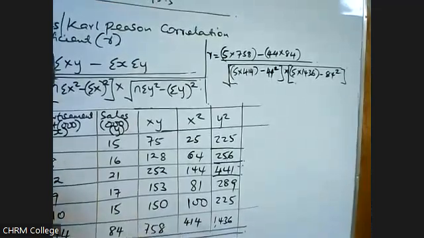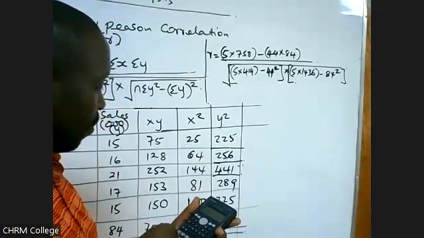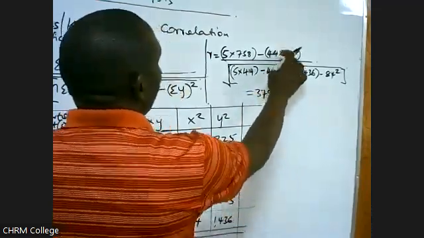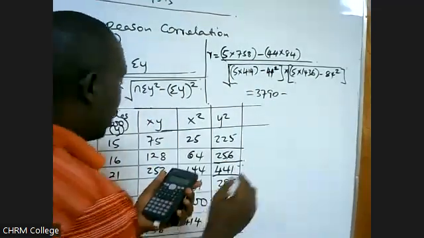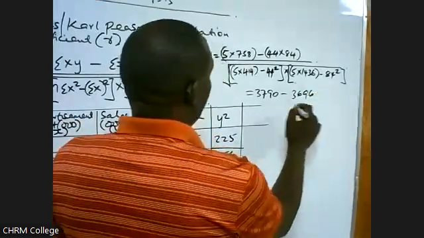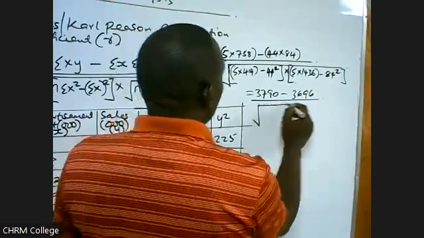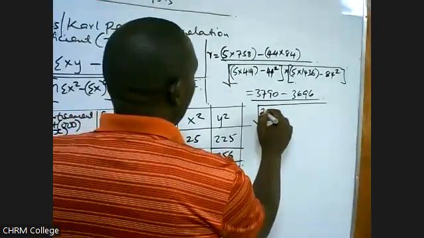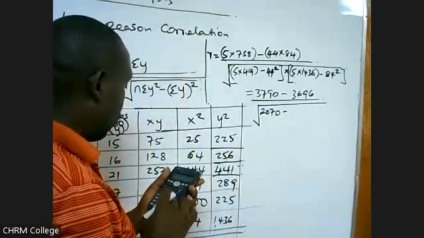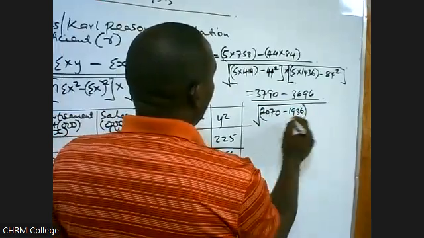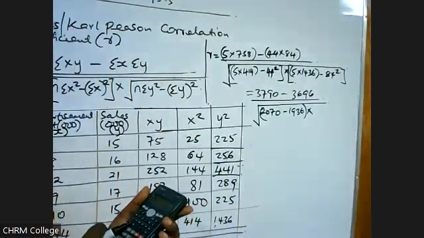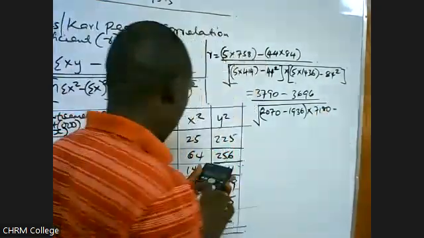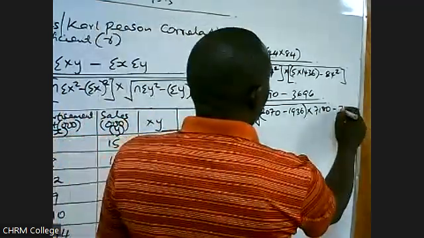So let me do the numerator part. 5 times 758, you get 3790, minus 44 times 84, you get 3696. You divide by the square root. 5 times 414, you get 2070, minus 44 squared, 1936. That one you multiply with 5 times 1436, that's 7180, minus 7056.